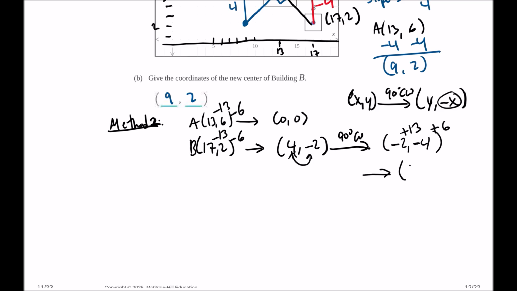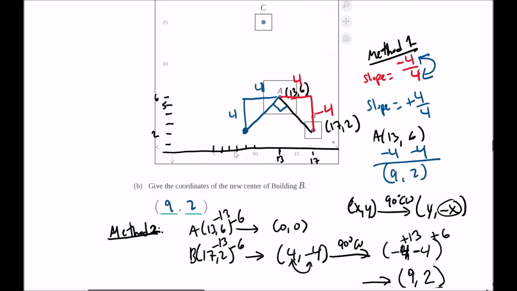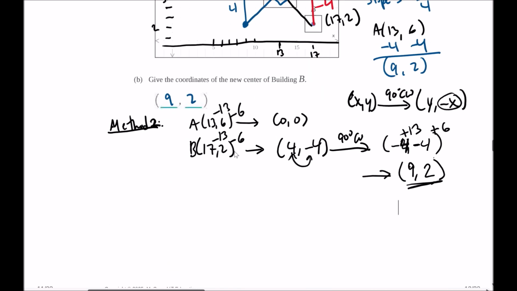So that's going to be, and I always do this, I did this last time too. I just did the math here. So it's 17, it's 2 minus 6 is negative 4. I don't know why I keep saying it's negative 2. 2 minus 6 is negative 4. Okay, so this is negative 4 right here. So negative 4 plus 13, that's 9. And then negative 4 plus 6 is 2. So you get 9, 2, which is exactly what we got there. Okay, so those are two methods to get the same result.